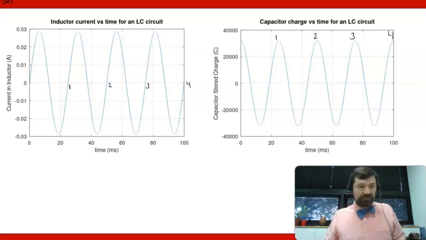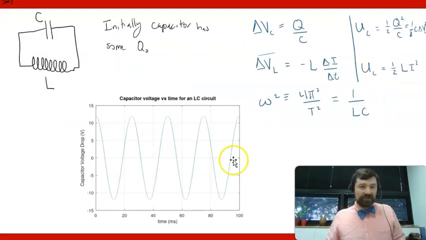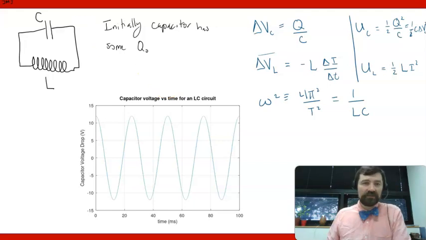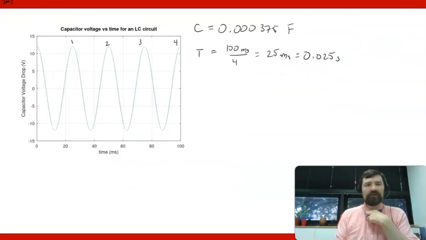Okay, what else can we get from these? Well, the other thing that we should be able to get off of this graph is if we know what the capacitance is, we should be able to get the inductance and vice versa. So how does that work? Well, we know that the period was 0.025 seconds. We also know from looking at the code that this is the capacitance.